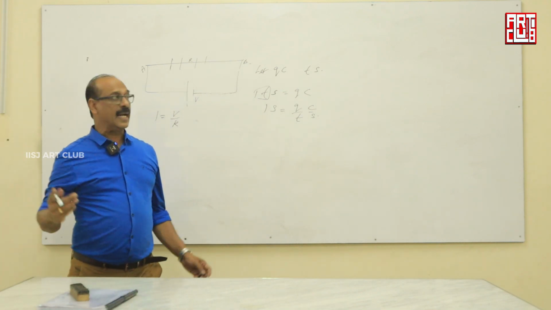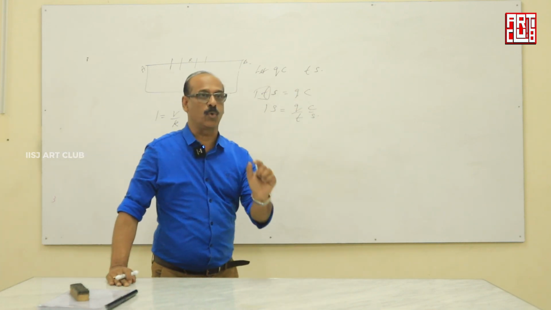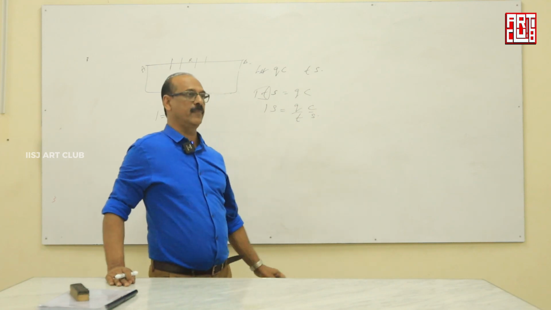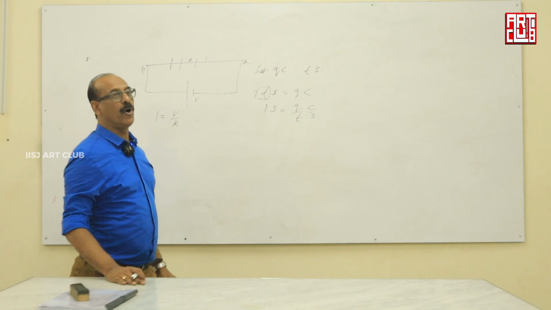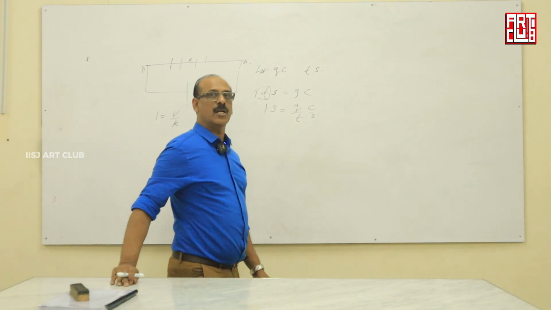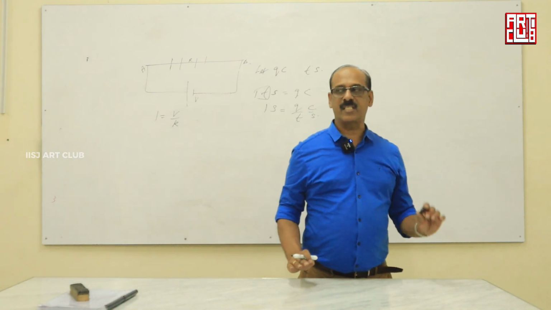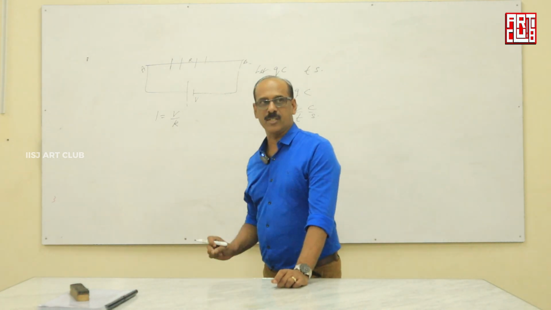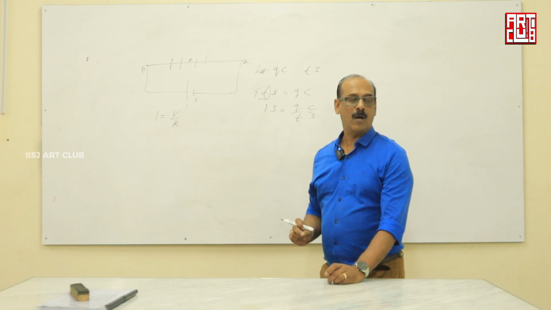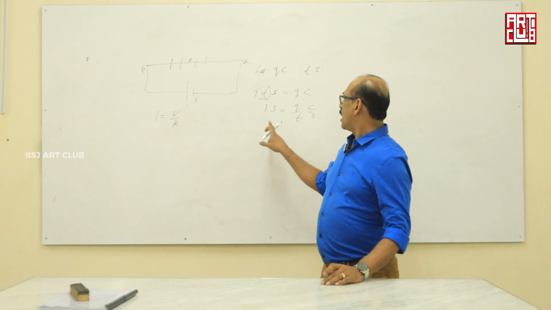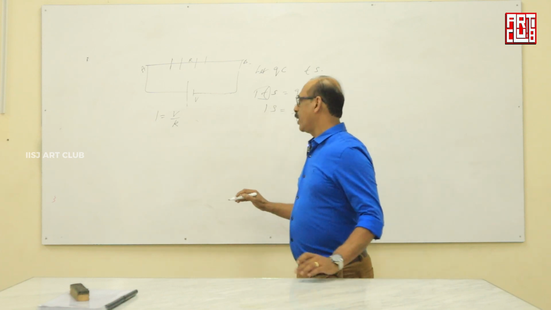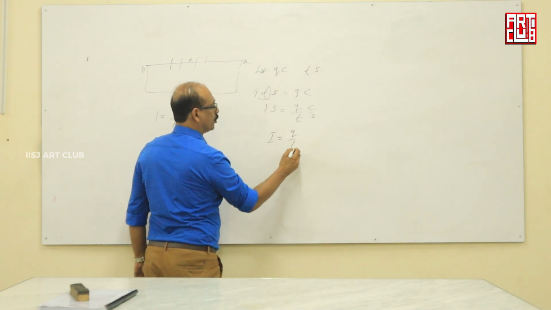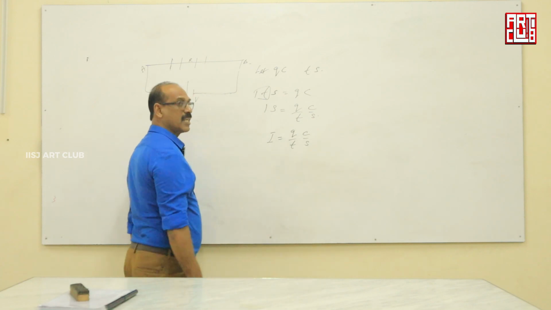Clear? Then the charge flowing through that point in 1 second is called electric current. That is, I is equal to electric current: the charge flowing in 1 second. I is equal to Q by T coulomb per second.